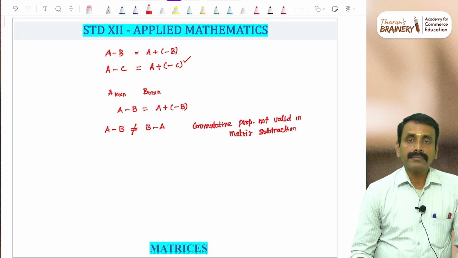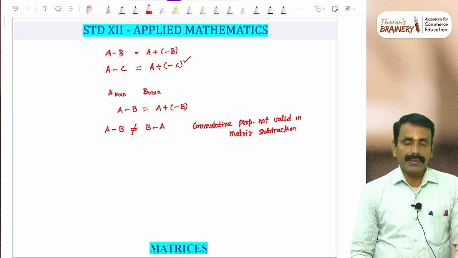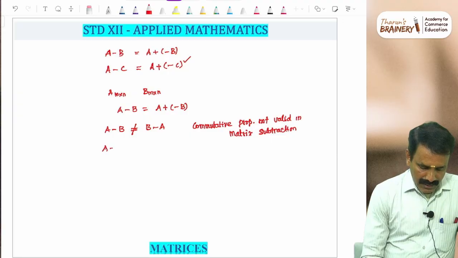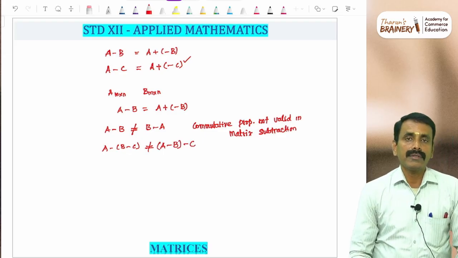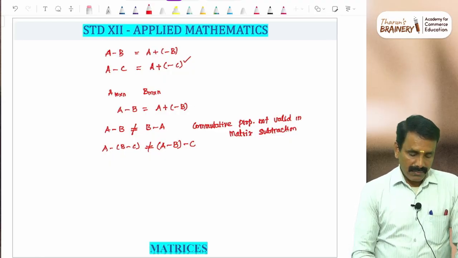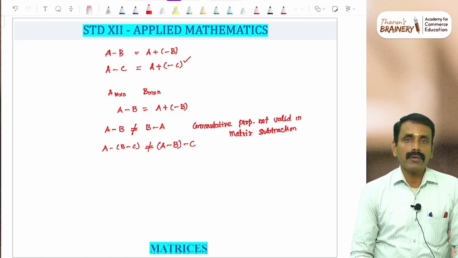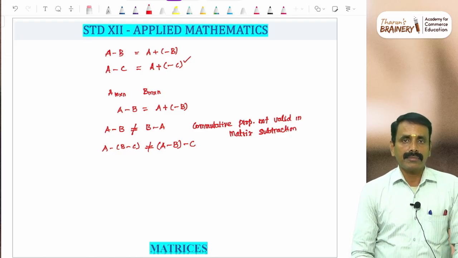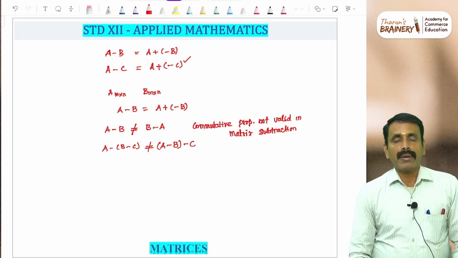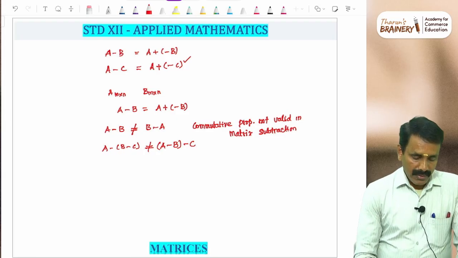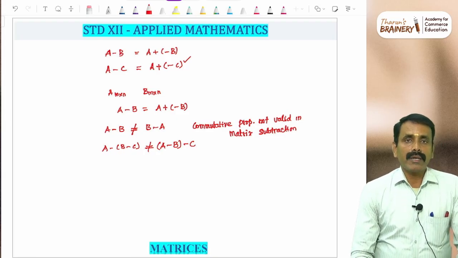What about associative? The associative property also is not valid, because A minus of B minus C is not equal to A minus B minus C. They are different. We cannot equate A minus of B minus C with A minus B minus C by changing the brackets. So, the associative property also is not valid in matrix subtraction. But we can find A minus 0 is equal to 0 minus A. So, this is with respect to subtraction of two matrices.